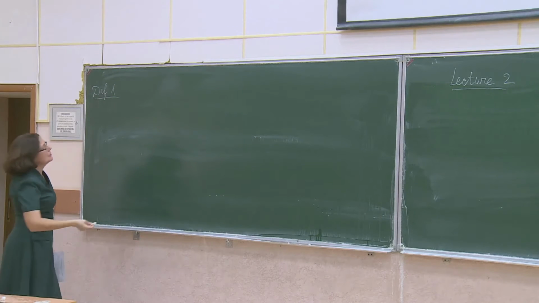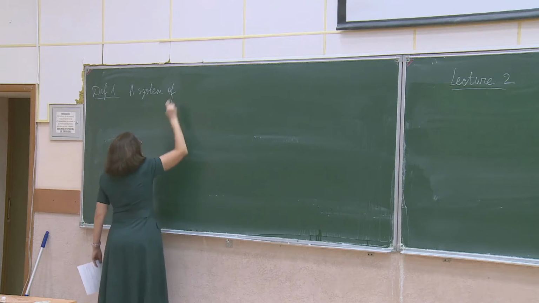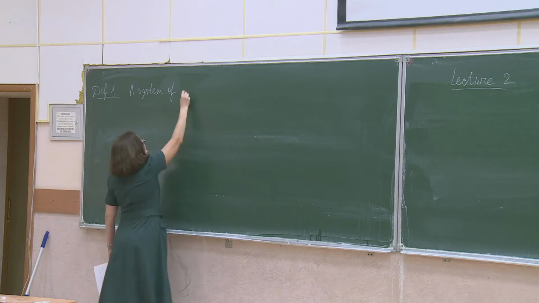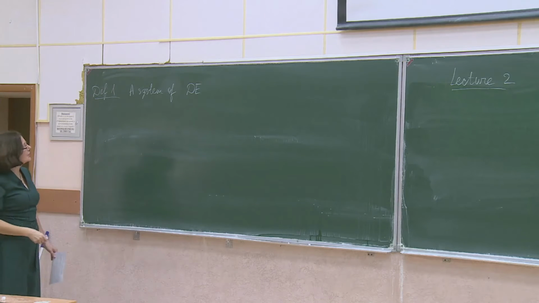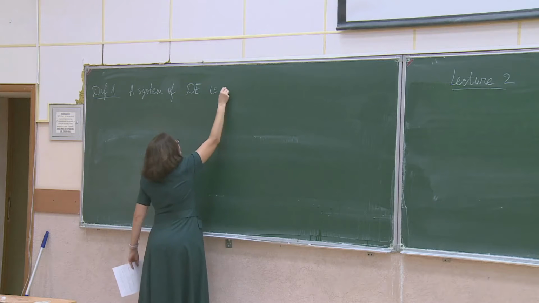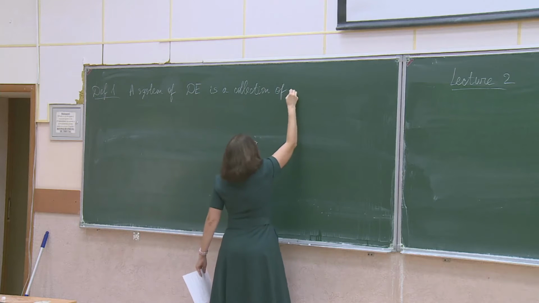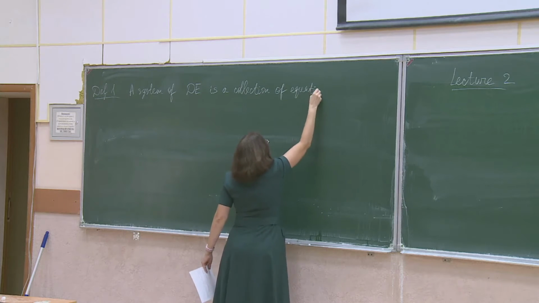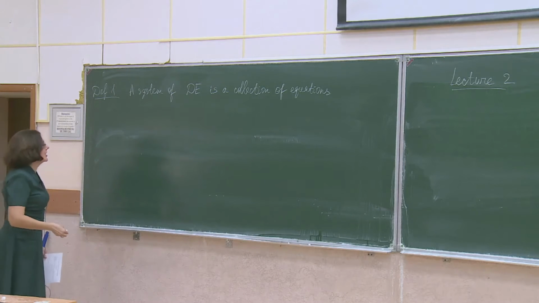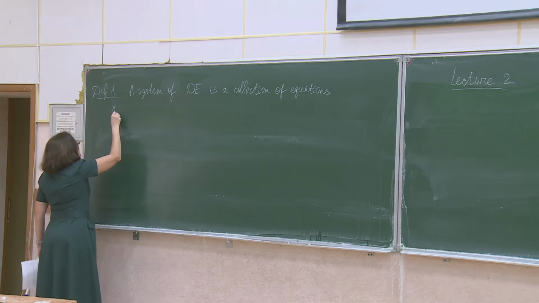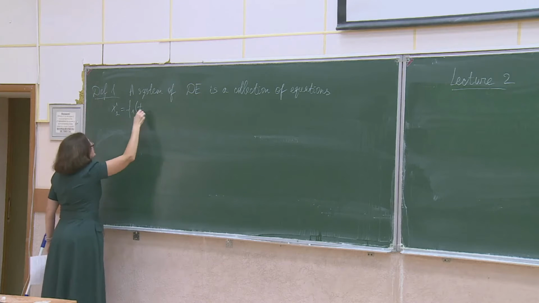Okay. System of differential equations. I will use the abbreviation for differential equations, I will abbreviate it with these two letters, DE. So it is a collection of equations. It will be first order differential equations of the form x1 prime equals f1 depending on two variables t and x1.